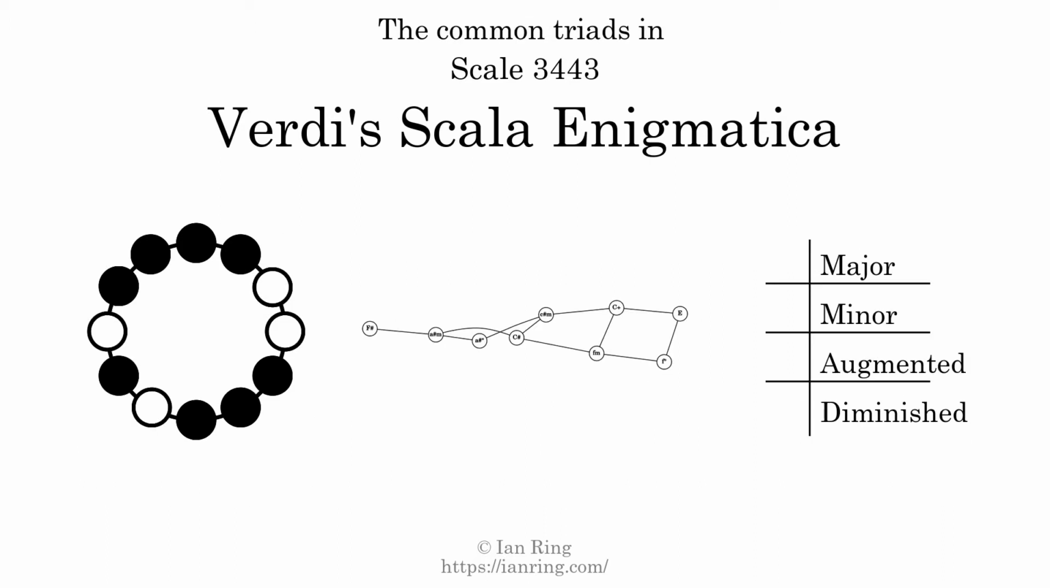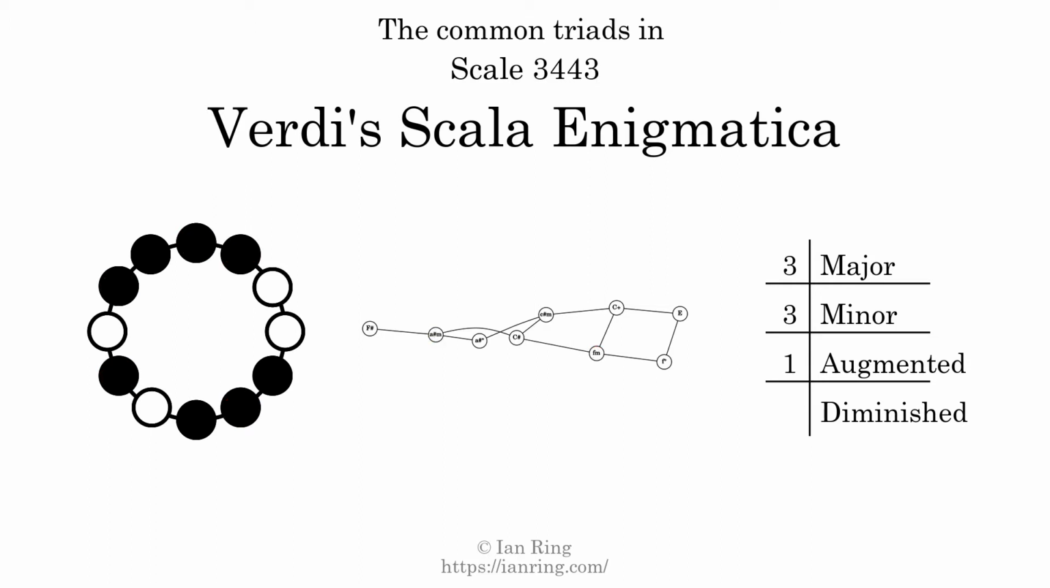1101011100011. Here are the common triads present in this scale. The diagram in the center is a graph of parsimonious voice leading between triads. There are 3 major triads. There are 3 minor triads.